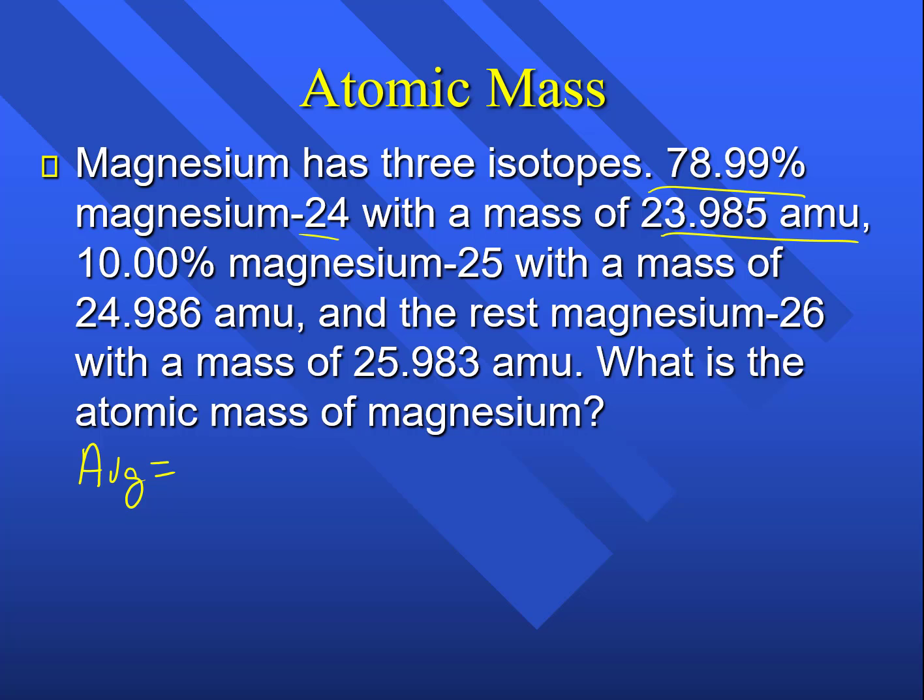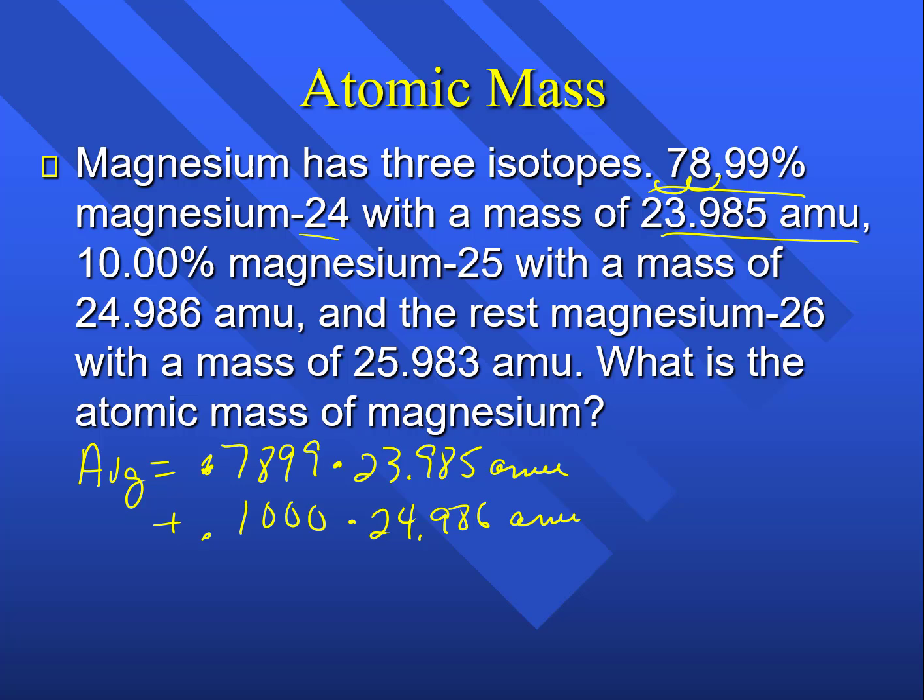So the average equals, we said it was going to take the percent as a decimal, and the first percent I have is 0.7899 when I move it over twice. And that's times 23.985 AMUs. Plus the next one, 0.1000 times 24.986 AMUs. Plus, well, I know the third one is 25.983 AMUs, but I don't know the percentage.